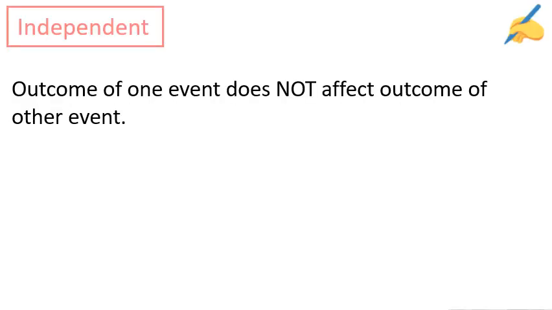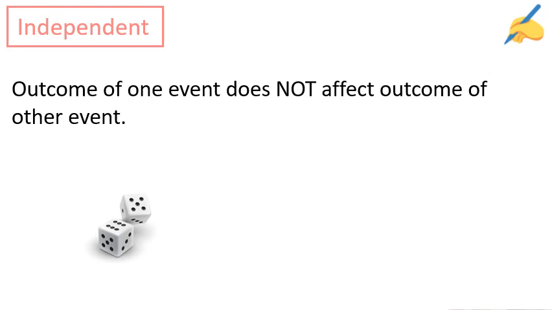If events are independent, it means that the outcome of one event does not affect the outcome of the other event. For example, if I toss two dice, it doesn't matter what I get on the first die. It's not going to affect the number that's going to come up on the second die.